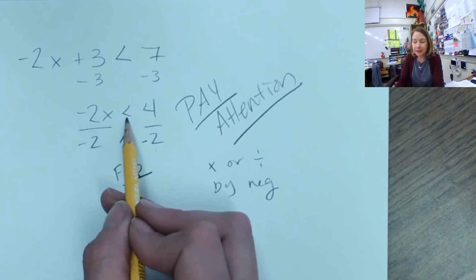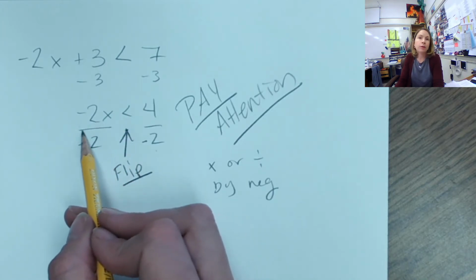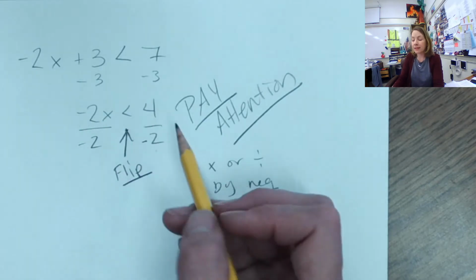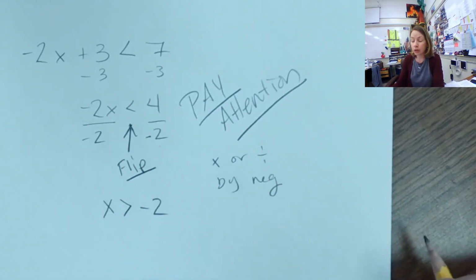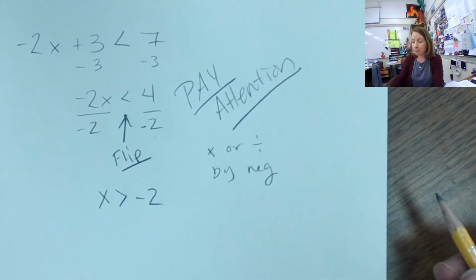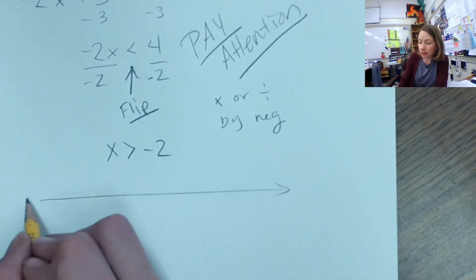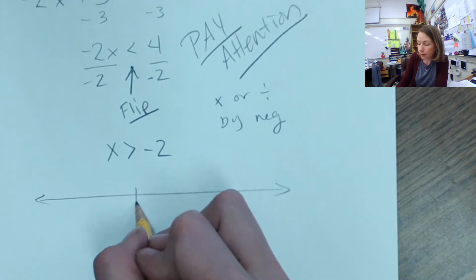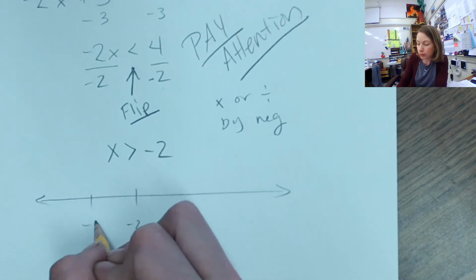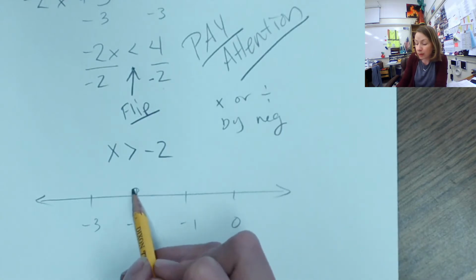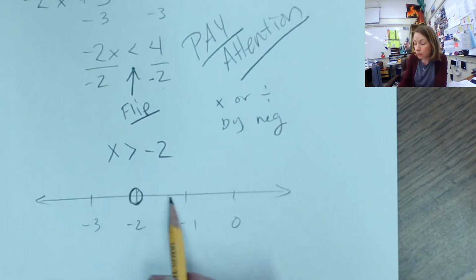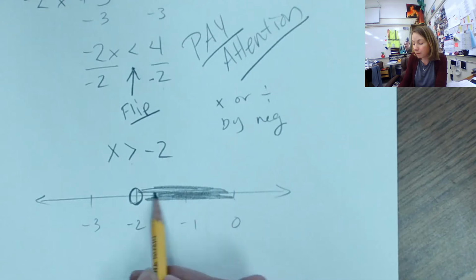If the opposite is less than, then once I flip it and make it positive, it's going to be greater than. So x is greater than negative 2. Okay? So looking at my number line, negative 3, negative 2, negative 1, 0. I have an open circle at negative 2, and I'm going to shade in that direction.